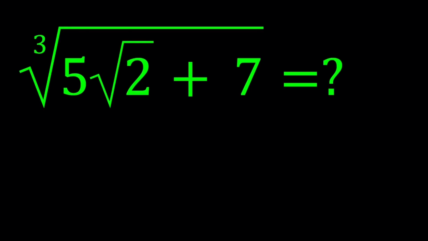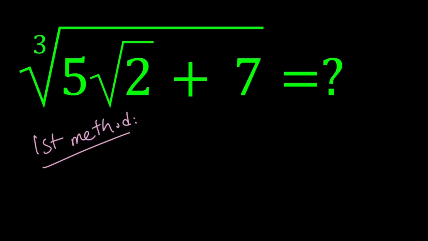Hello everyone. In this video we're going to be simplifying a nice cubic radical expression. We have the cube root of 5 root 2 plus 7 and we're going to evaluate and write this expression in simplest form. I'll be presenting two methods and let's start with the first method.